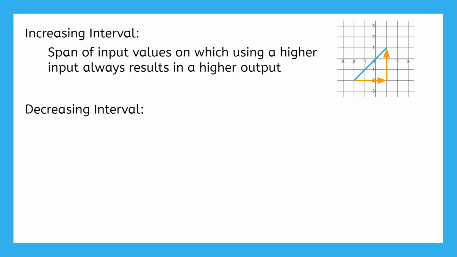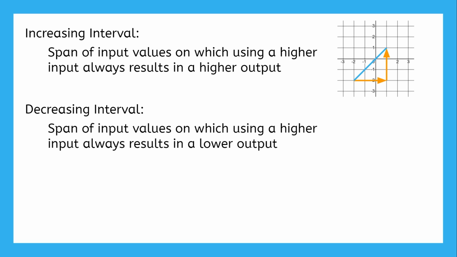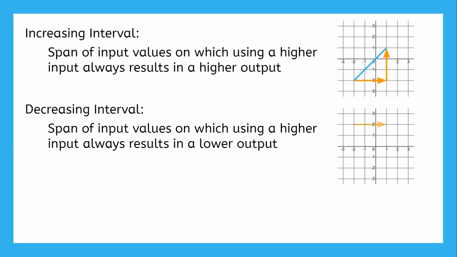So if the increasing interval is where the function has a positive slope, it's pretty easy to see what a decreasing interval is. It's where using a higher input results in a lower output. Or in other words, as the function goes to the right, it goes down, meaning it has a negative slope.